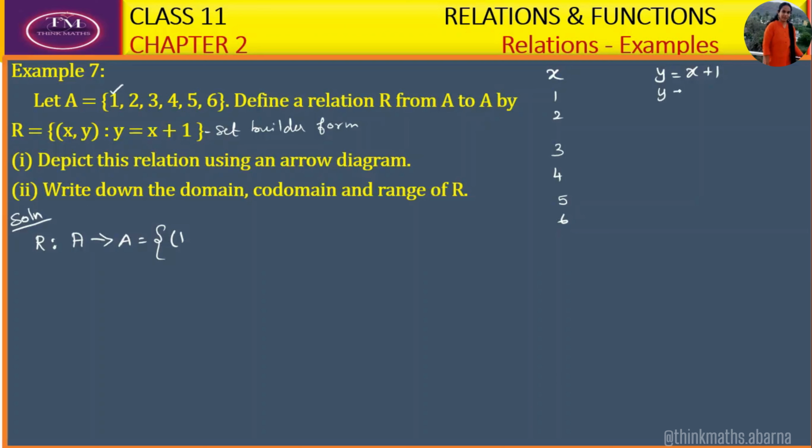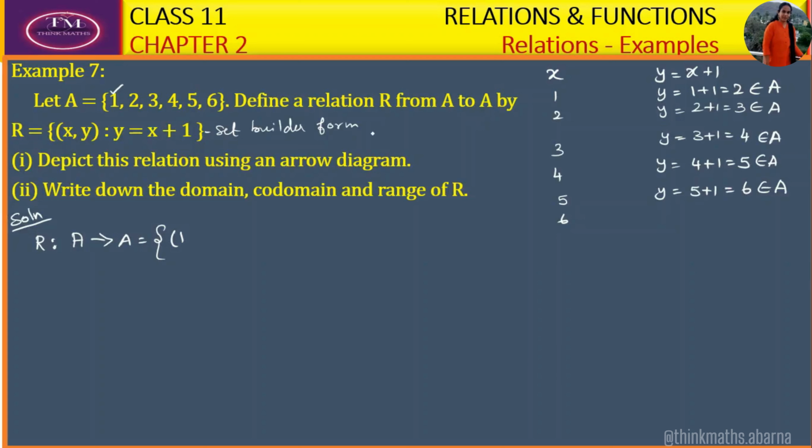So y will be equal to 1 plus 1, which is 2. Yes, it belongs to A. Next, for 2, y is equal to 2 plus 1, which is 3. It belongs to A. Next, 3: y is equal to 3 plus 1, which is 4. It belongs to A. Next, take 4: y is equal to 4 plus 1, which is 5. It belongs to A. Next, take 5. What is y? y is equal to 5 plus 1, which is 6, and it belongs to A.